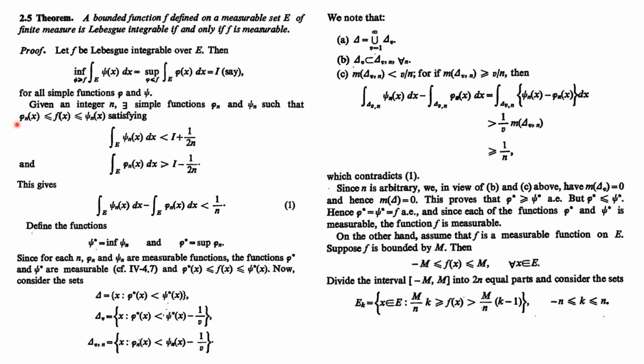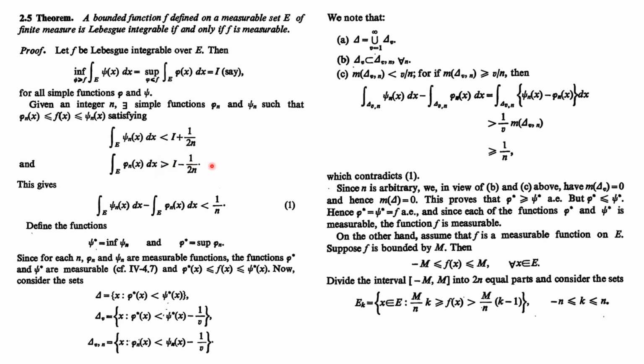Given any integer n, there exist simple functions phi n and psi n such that our f(x) is lying between phi n and psi n and satisfying these inequalities. Now how? Just see, the infimum of all these integrals is I. So clearly for any n, the integral of psi n will be less than the infimum plus epsilon. So whenever we add some number to the infimum, we are having some integral which is less than this.